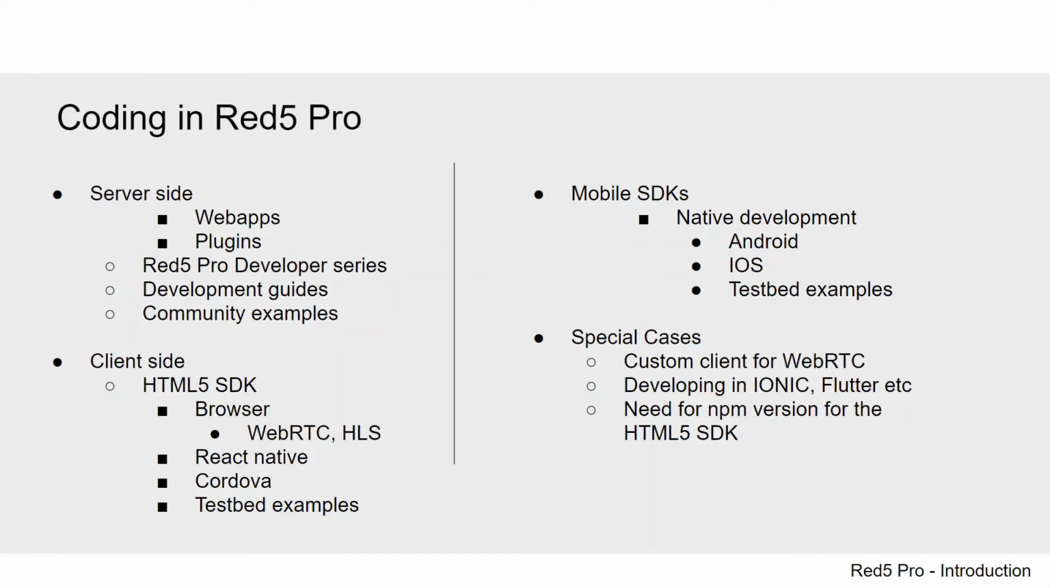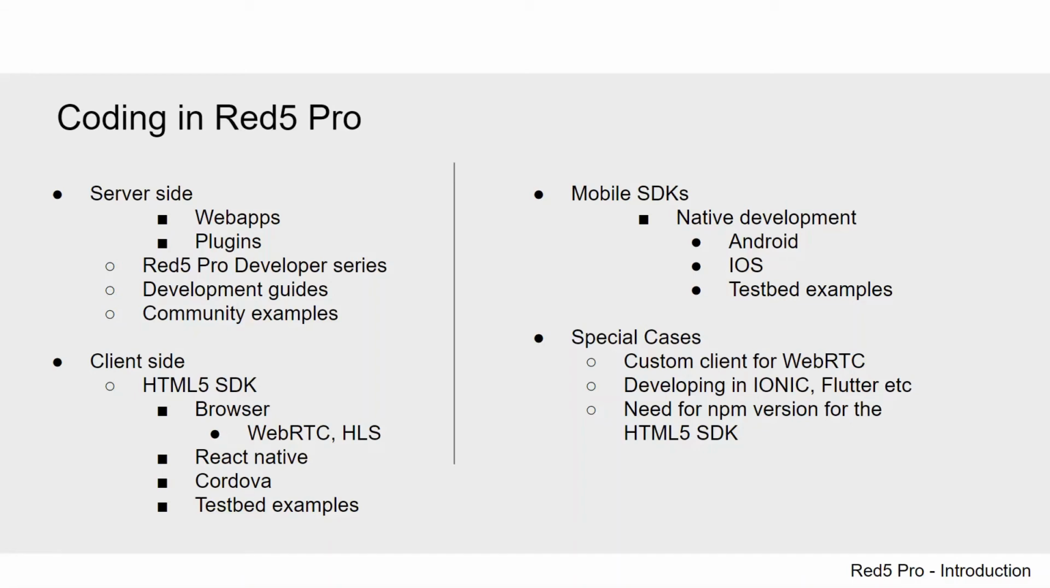Next, we have the mobile SDKs. The mobile SDKs allow you to develop native applications for iOS and Android platform. A native application has several benefits over a browser-based application because they allow tighter integration with the operating system of the platform. The Red5 Pro mobile SDKs are available for both Android as well as iOS. For Android, the choice of language is Java, and for iOS, it's Swift.